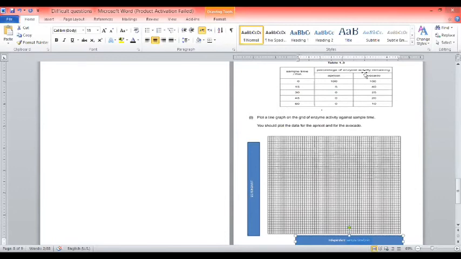is the percentage of enzyme activity remaining, and you have to write it, percentage of enzyme activity like this, and this will be your data.